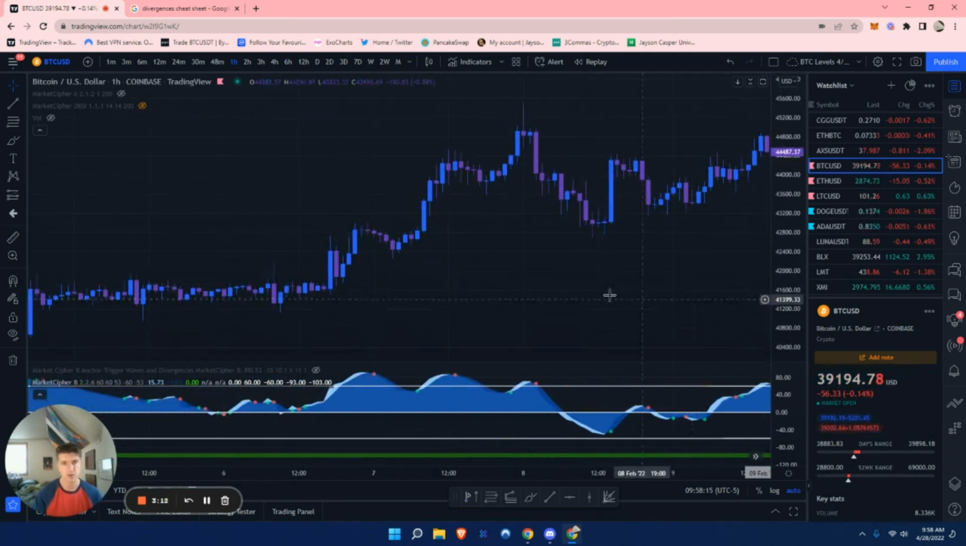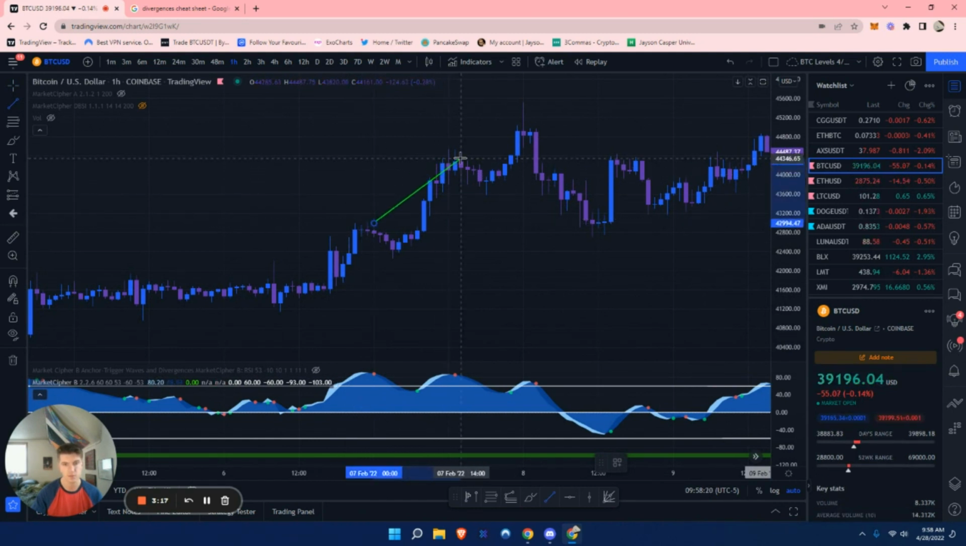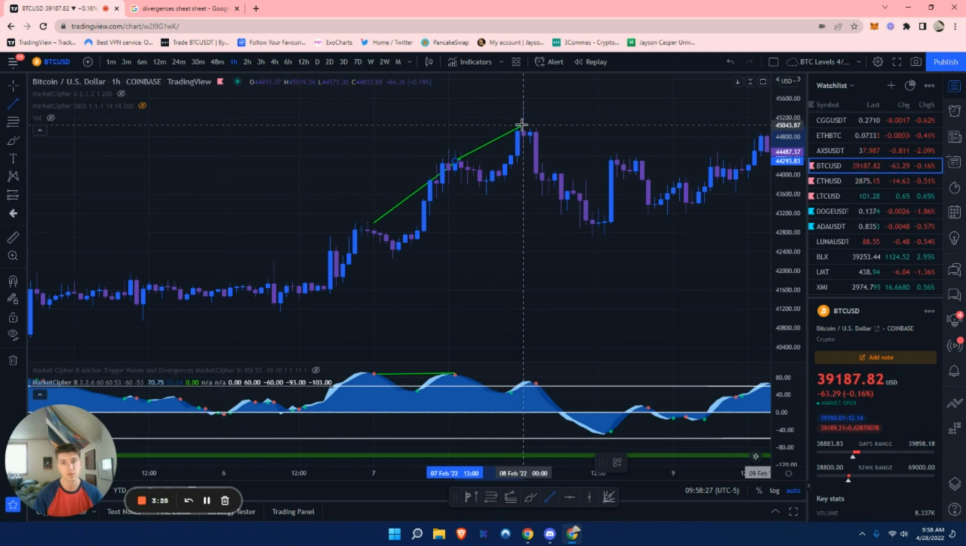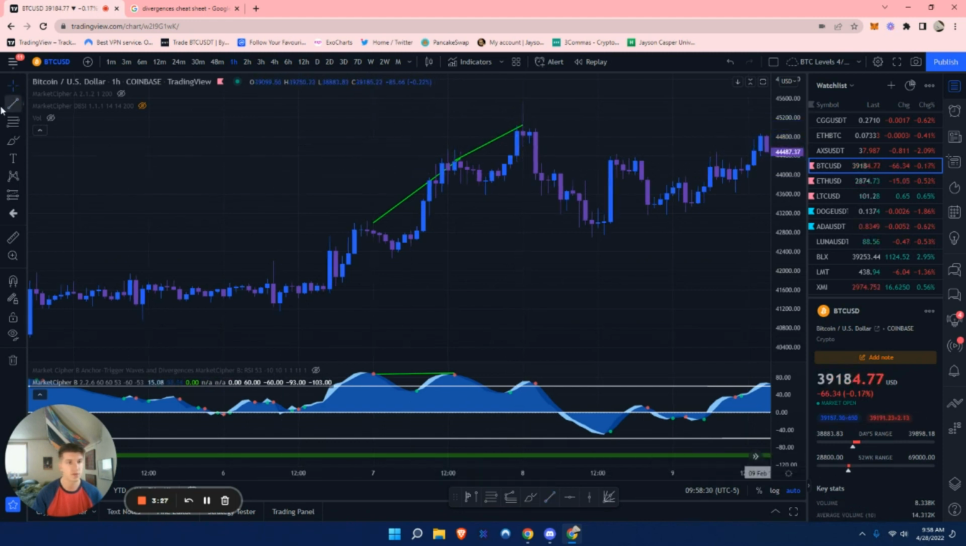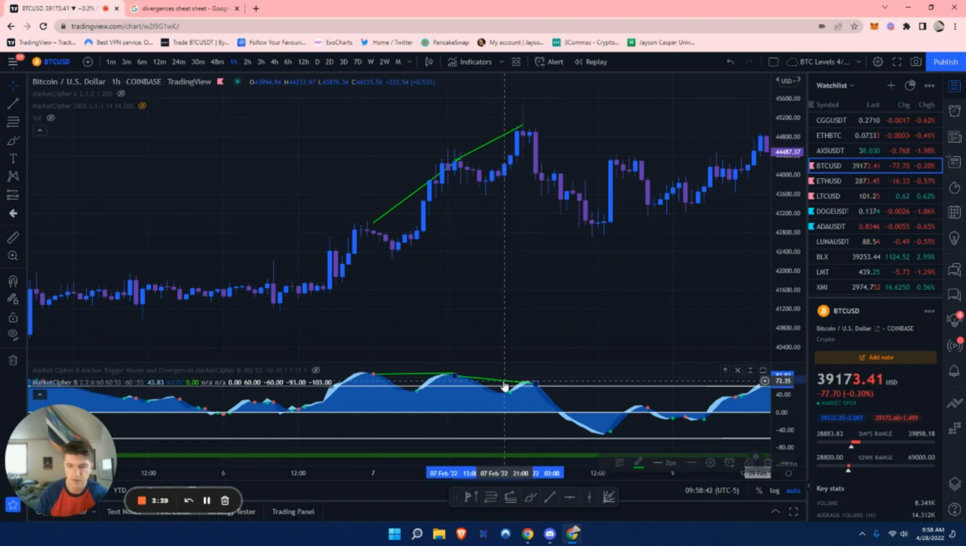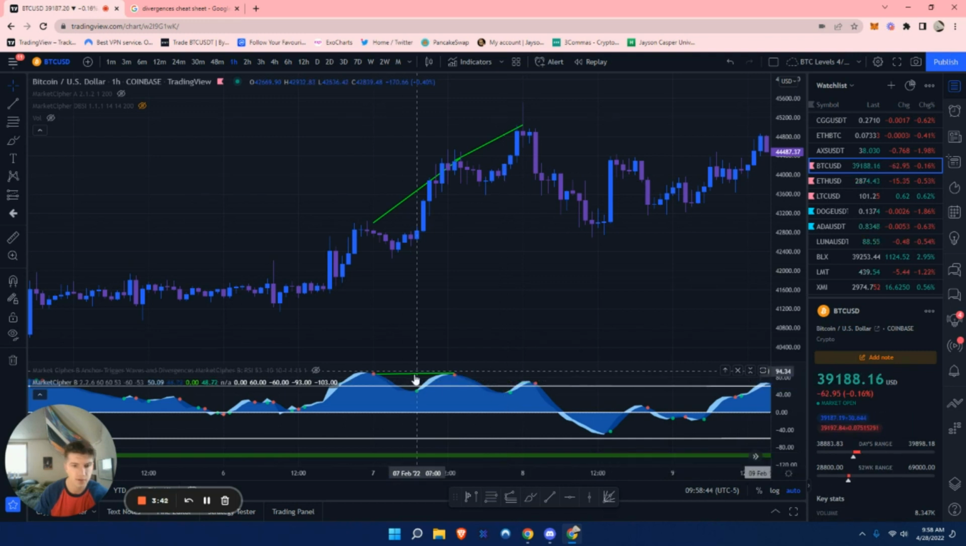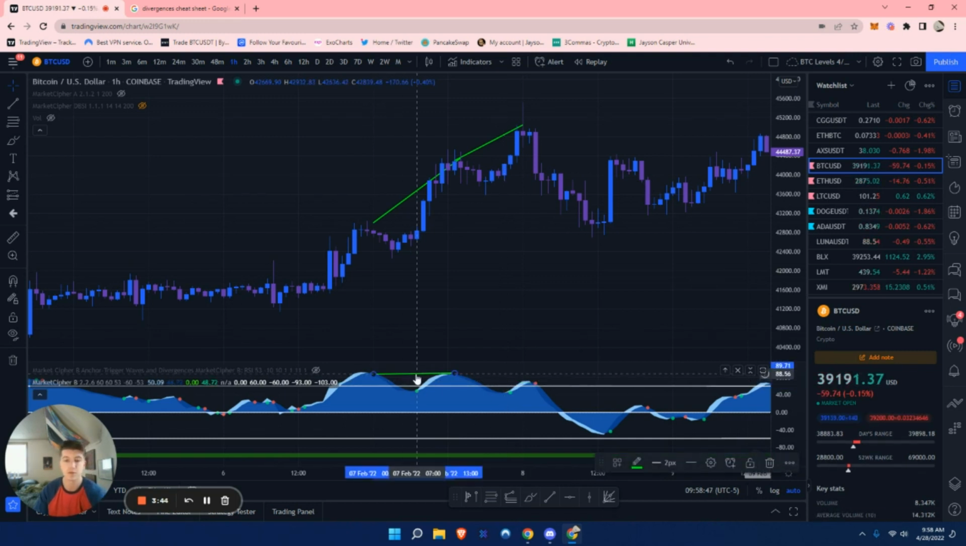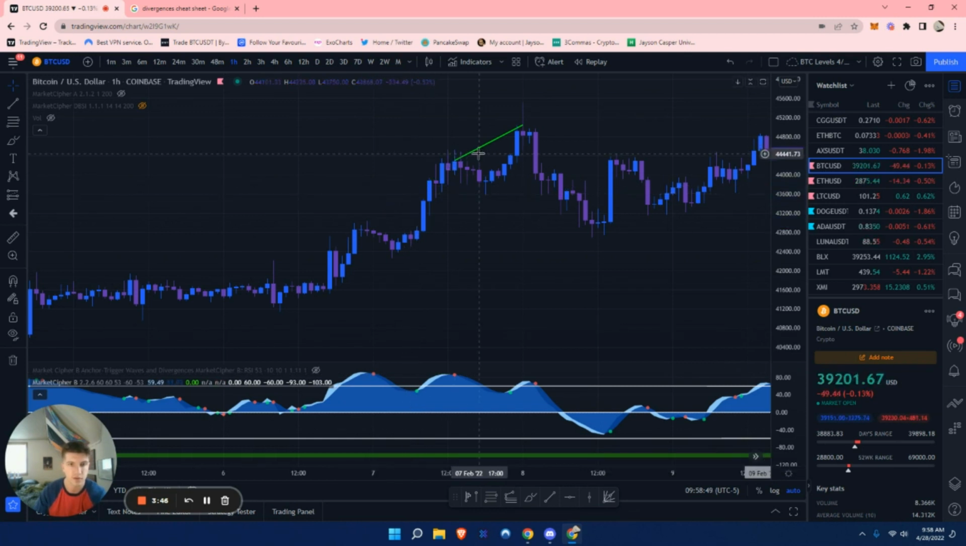Again, another good example that I found was price making higher highs right here, and then our momentum coming down over time. Another thing you can look at was another bearish divergence, as price was again making higher highs and momentum was still coming down over time. So that's the first thing you want to look for on Market Cipher B, a divergence of the momentum waves going down on a bearish divergence. And so I'm just going to delete that.